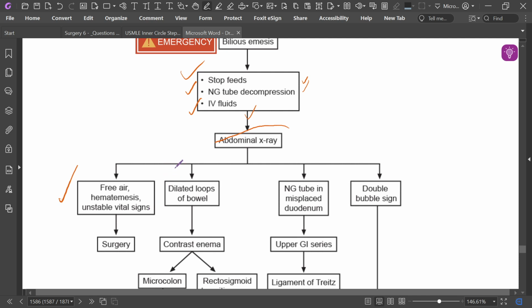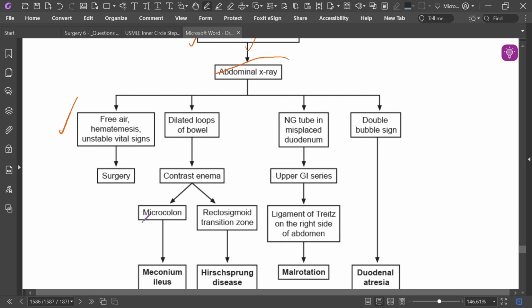Dilated loops of bowel: do a contrast enema. Microcolon suggests meconium ileus, and a rectosigmoid transition zone suggests Hirschsprung disease. If the NG tube is misplaced into the duodenum, do an upper GI series. If the ligament of Treitz is on the right side of the abdomen, it is malrotation.